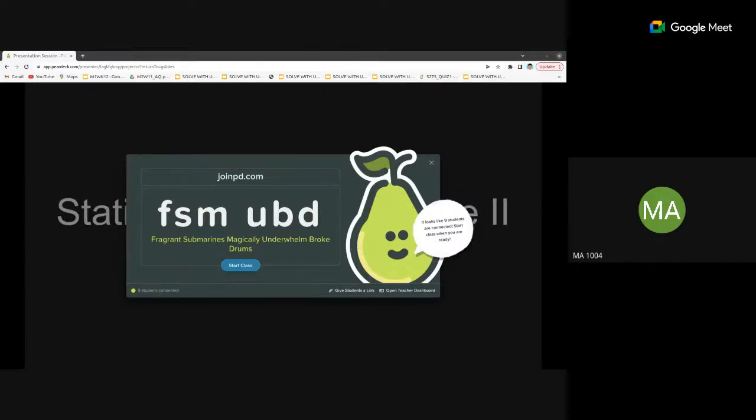Okay, the code. I will just type the code in the chat box also. FSM UBD. It is visible on the screen.